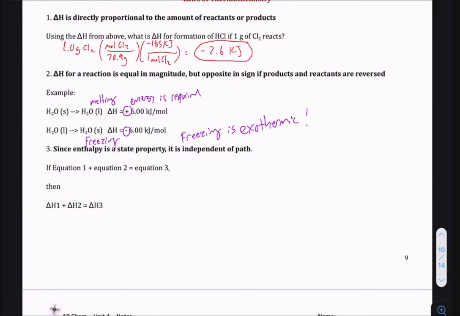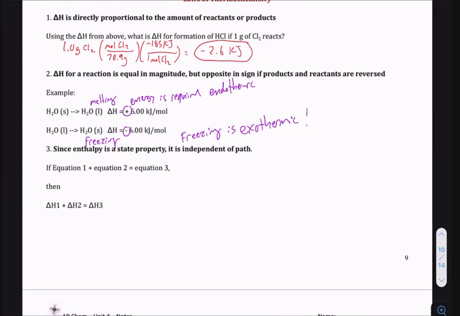Freezing is an exothermic process. It's kind of weird to think about, right? But from the perspective of the system, or the reactants and products, energy is going to be released if it's freezing, because its molecular motion is slowing down, right? Whereas melting is endothermic. That one's easier to picture, right? You know it takes energy to melt something. Okay. All right.